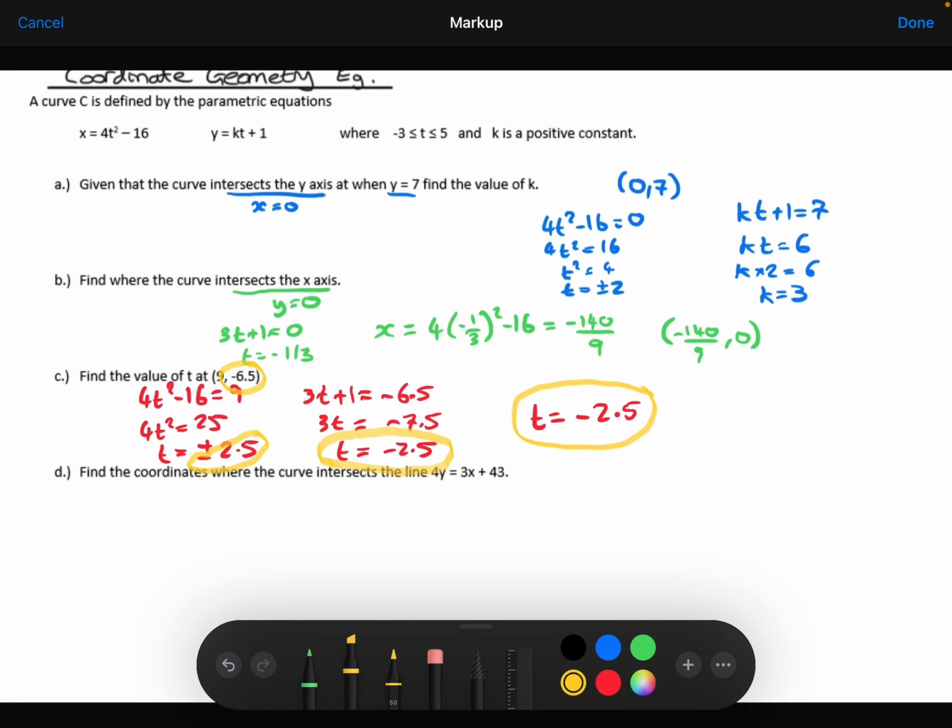When t is minus 2.5, the x-coordinate is 9, and the y-coordinate is minus 6.5. When t is positive 2.5, the x-coordinate is 9, but the y-coordinate would not be equal to minus 6.5. It would be equal to 8.5.